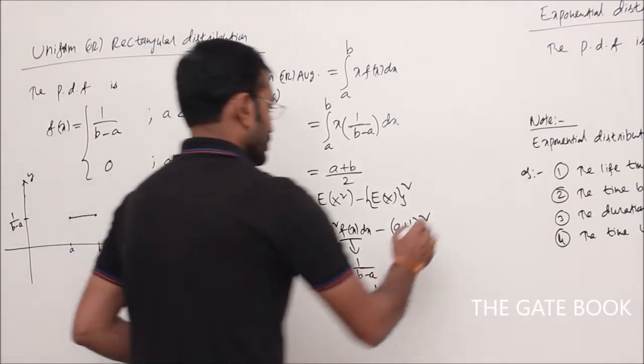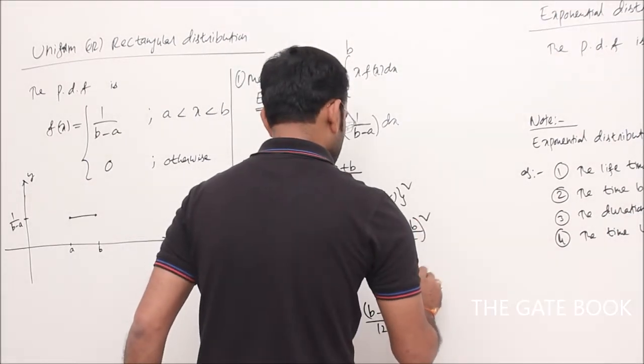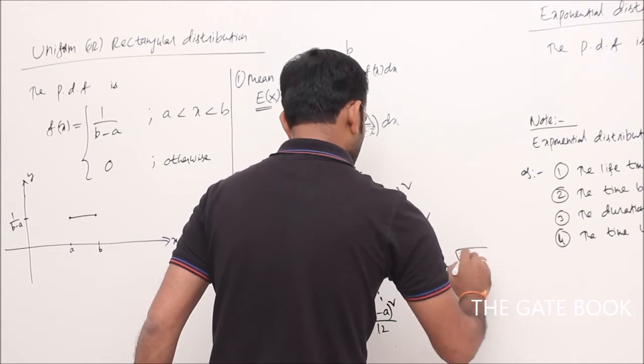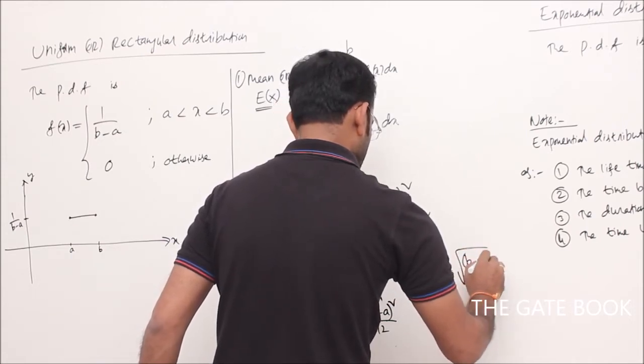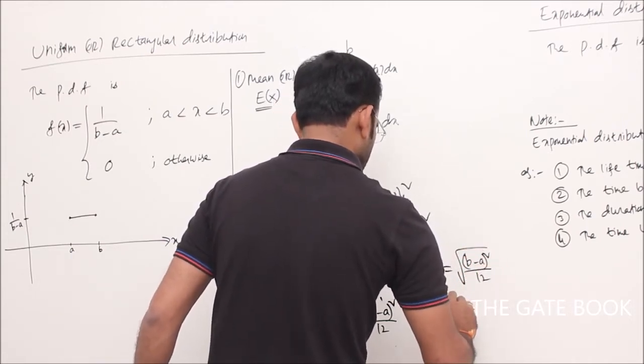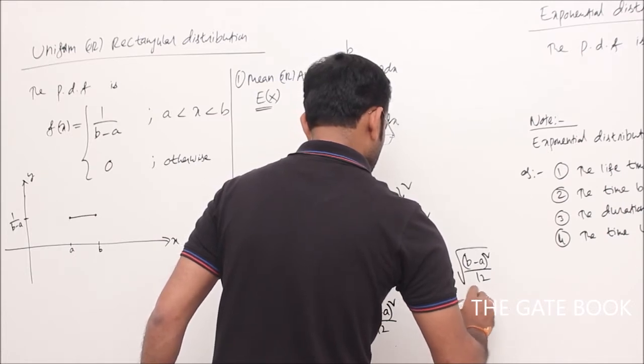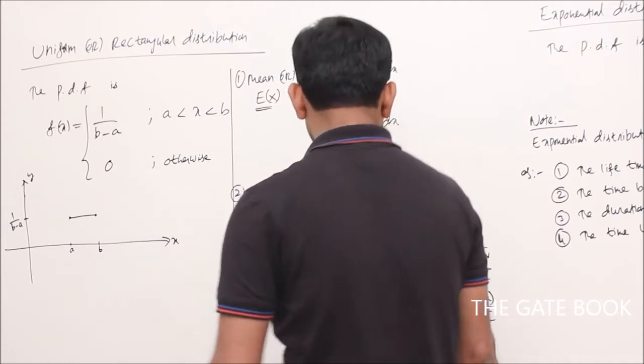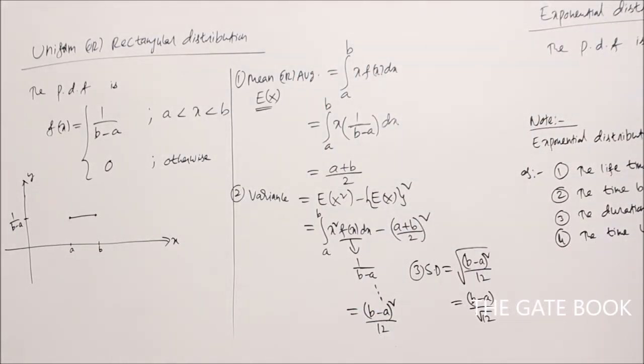Similarly, what about standard deviation? Standard deviation is square root of variance. So square root of b minus a whole square by 12, that is equal to b minus a by under root 12. So that gives the standard deviation of uniform distribution.